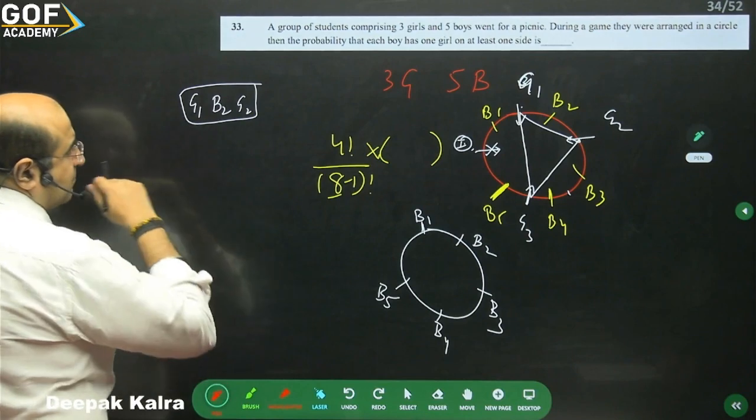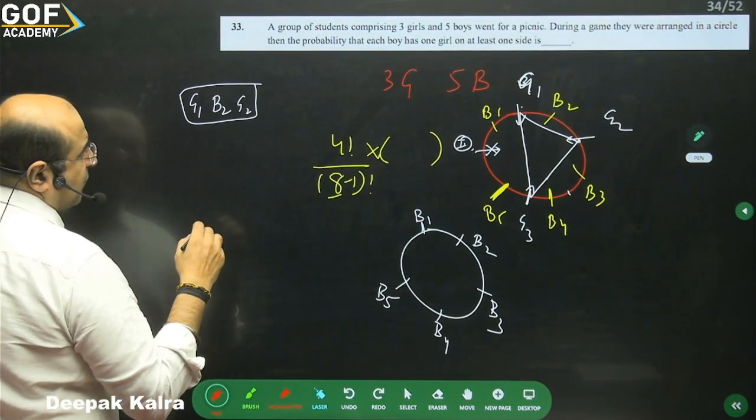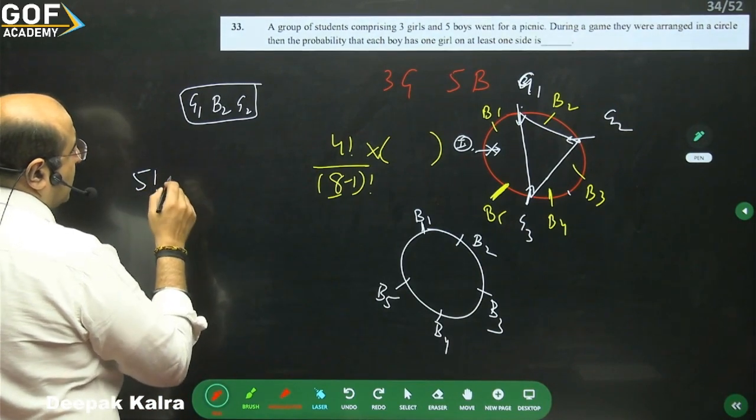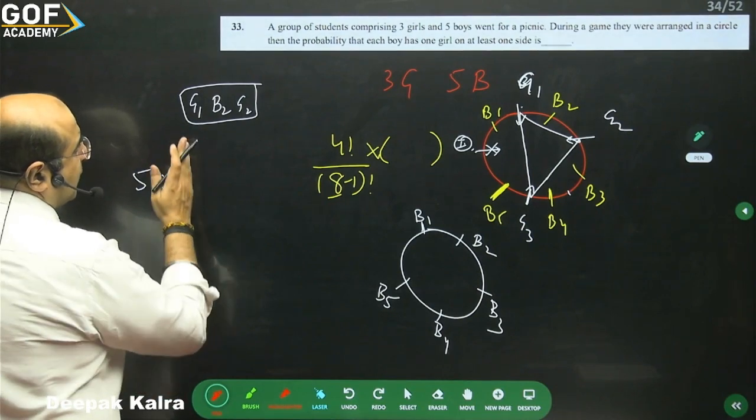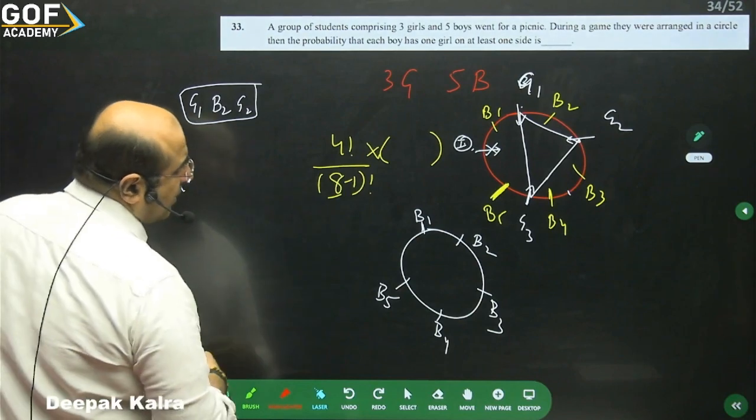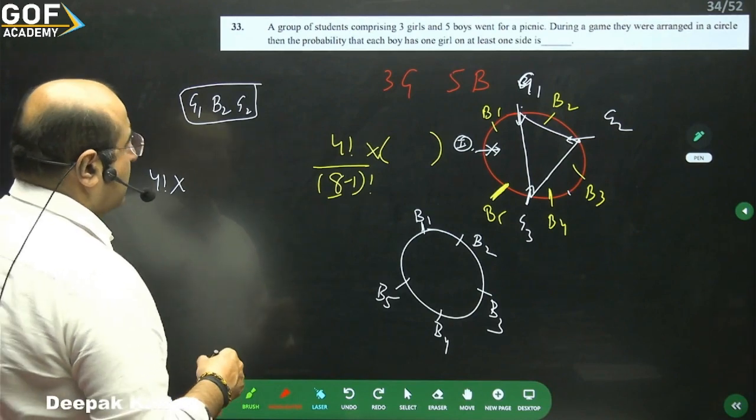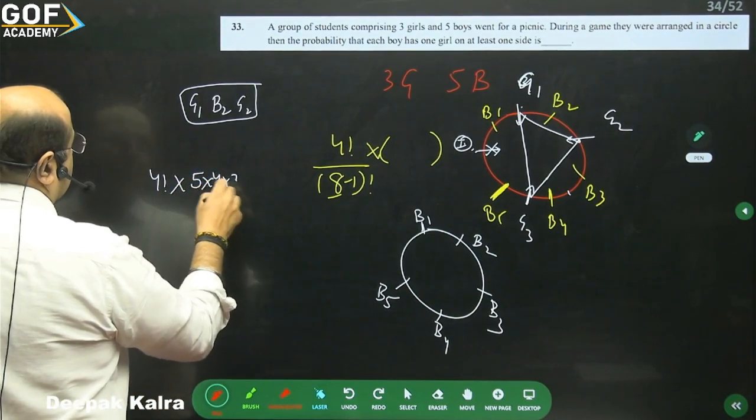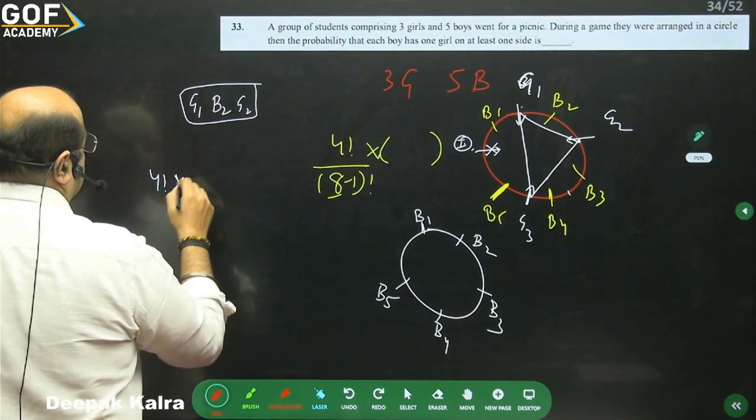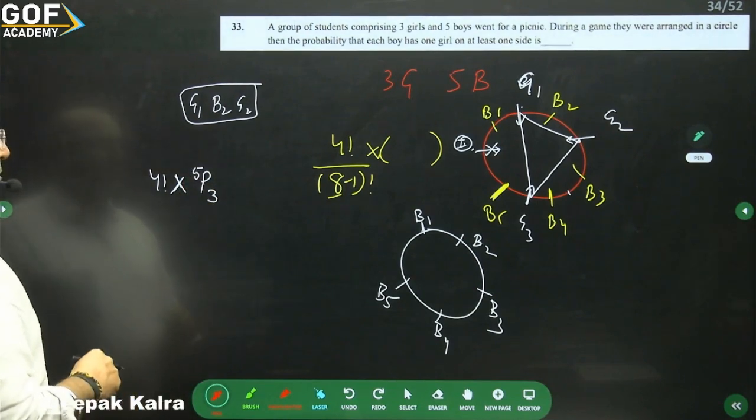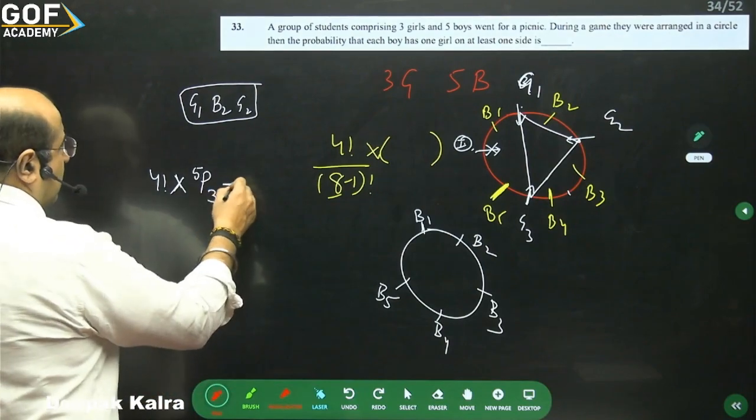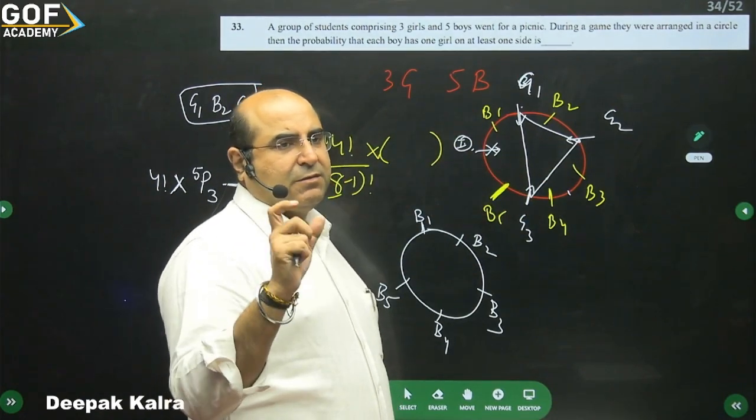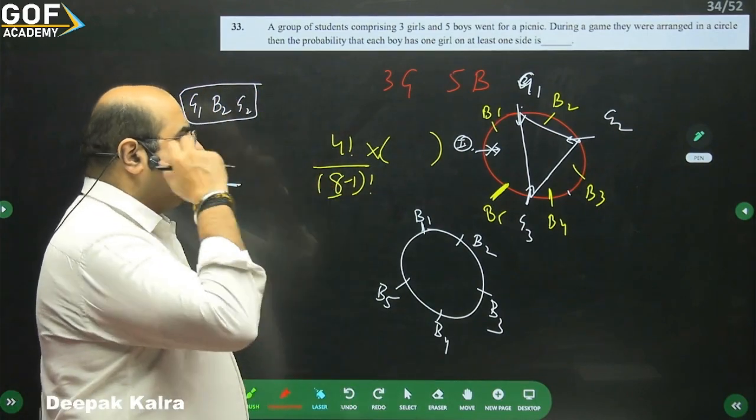I'm counting the total cases possible, all possible cases of making the girls sit after the boys are settled. Boys are 5, so 4 factorial multiplied by the 3 girls. Within them we have 5 choices. The girls will go and sit, we have 5, 4 and 3, sorry, 5P3. So these are the girls being settled. Out of that I want to subtract those cases in which the girls are consecutive. If the girls are consecutive, there won't be a possibility that every boy will have at least one girl on a side. So all consecutive cases I will subtract.